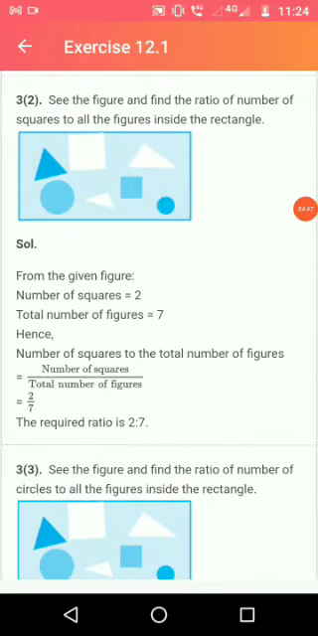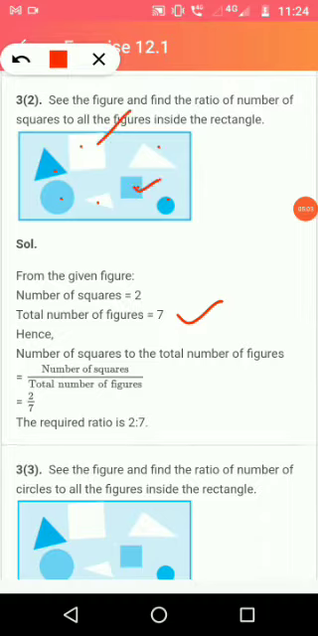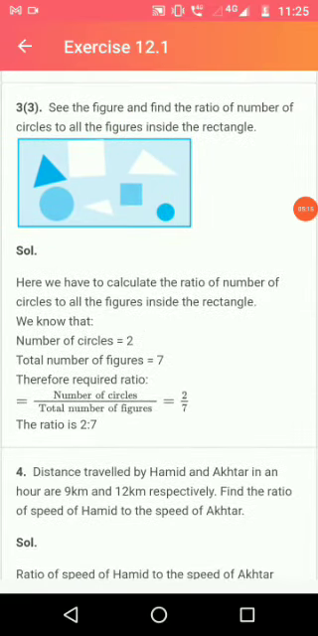Here I need to find the number of squares to all the figures inside the rectangle. So, how many figures are there inside the rectangle? Totally 1, 2, 3, 4, 5, 6, 7. So, 7 figures are there. And how many squares are there? This is a square and this is a square. 2 squares are there. Okay. So, 2 by 7, which is 2 is to 7. Alright. Next question.